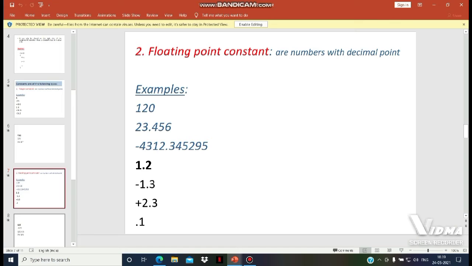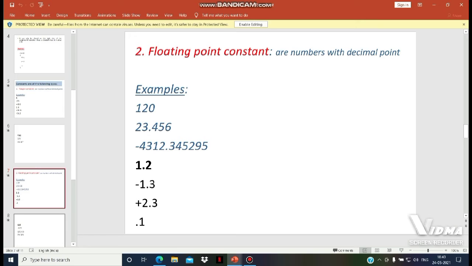Next, floating point constant. Floating point constant means numbers with a decimal point. Numbers with a decimal point are known as floating point constants. 120 is not a floating point constant because it does not have any decimal point, so it is not a floating point constant.